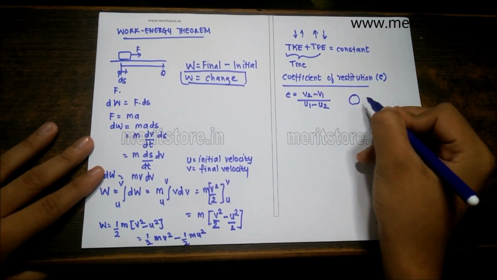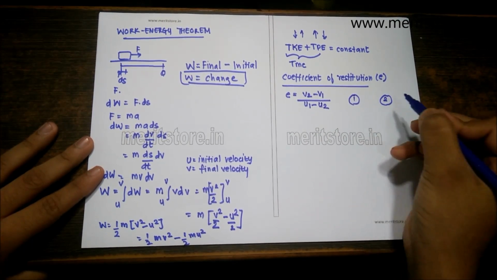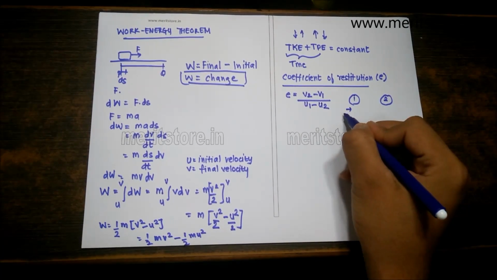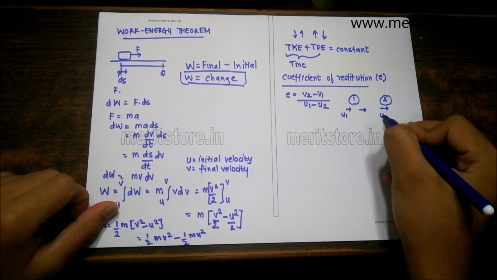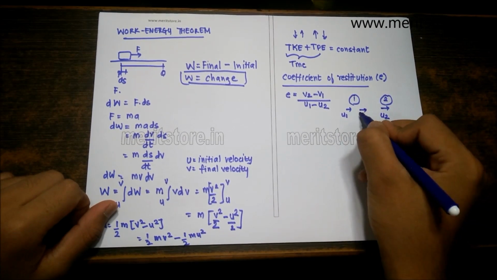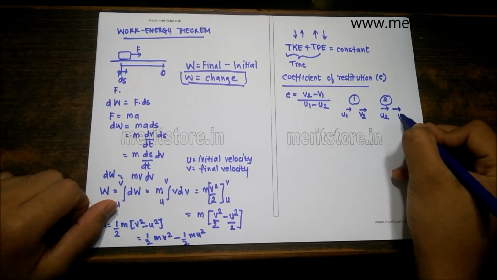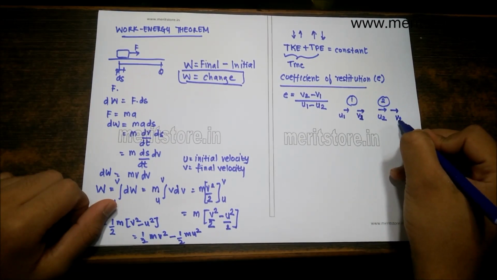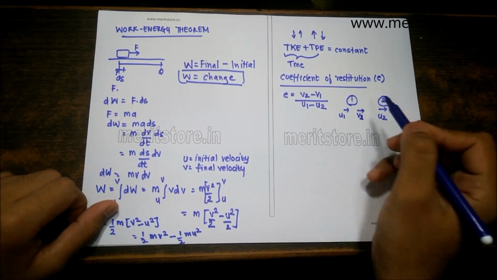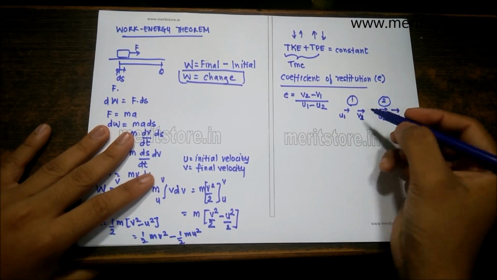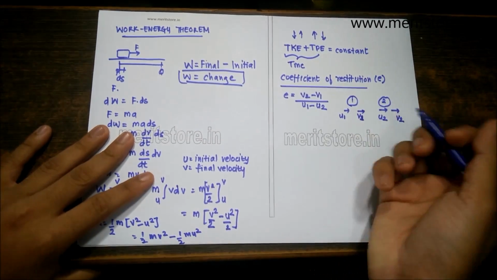So say for example we have two bodies, body 1 and body 2. Body 1 was moving with an initial velocity u1, and body 2 was moving with an initial velocity u2. After collision, body 1 moved with a velocity v1, while body 2 moved with a velocity v2. So we say that the coefficient of restitution is basically the relative velocity after the collision to the relative velocity before the collision. So let's see these three cases.